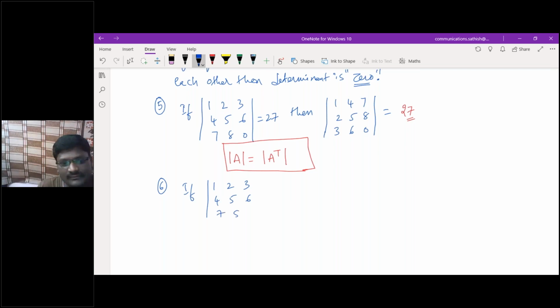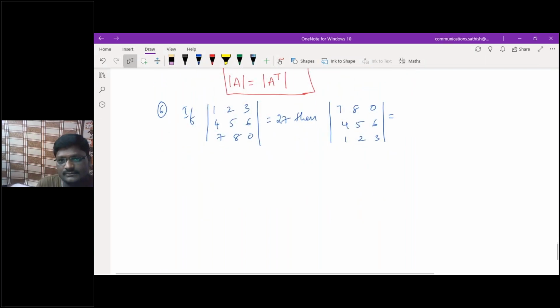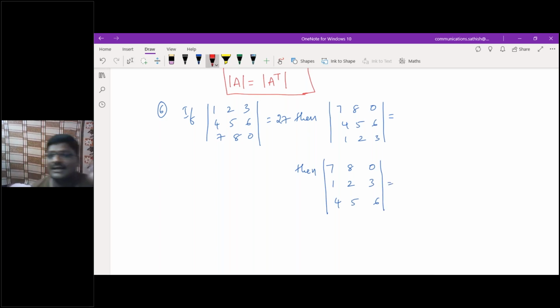Next point. If determinant of 1, 2, 3, 4, 5, 6, 7, 8, 0 is 27, then the determinant of the row-interchanged matrix is dash. How much? Tell me the answers for these two things. Come on, use your common sense and give me the answer.